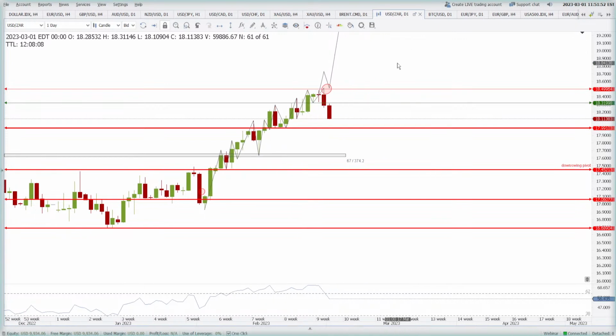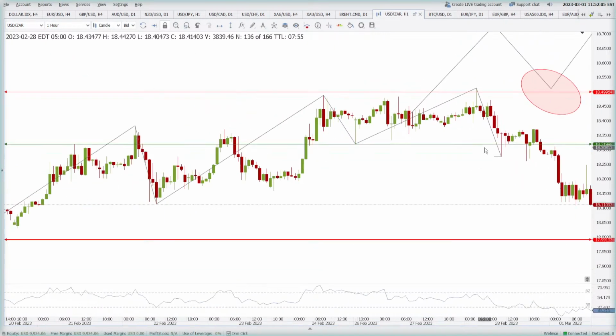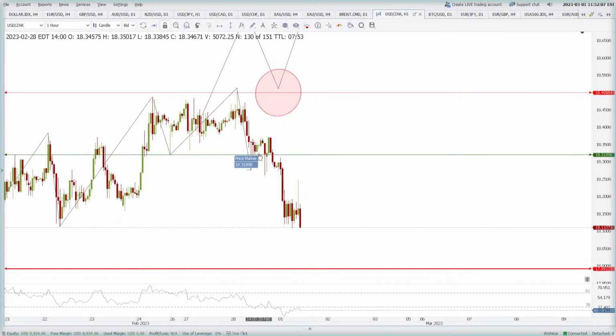USD ZAR, guys, I'm expecting 17.9910 to be achieved in this market, at least today. If not today, then tomorrow. This is very much possible. I have been short in this market for a long time. Well, I think I'm short from yesterday morning.